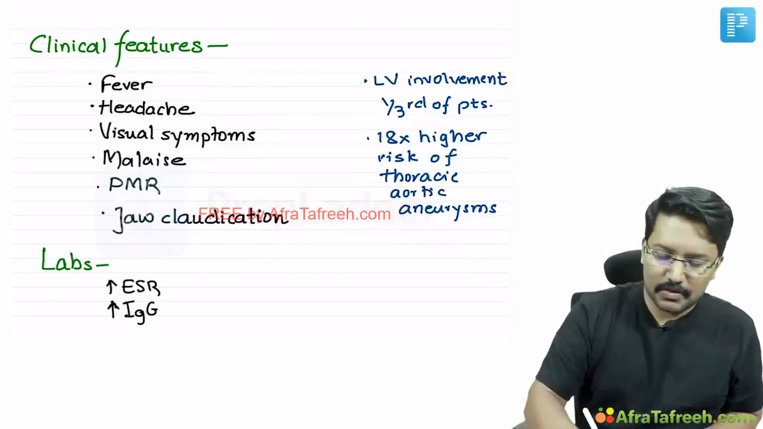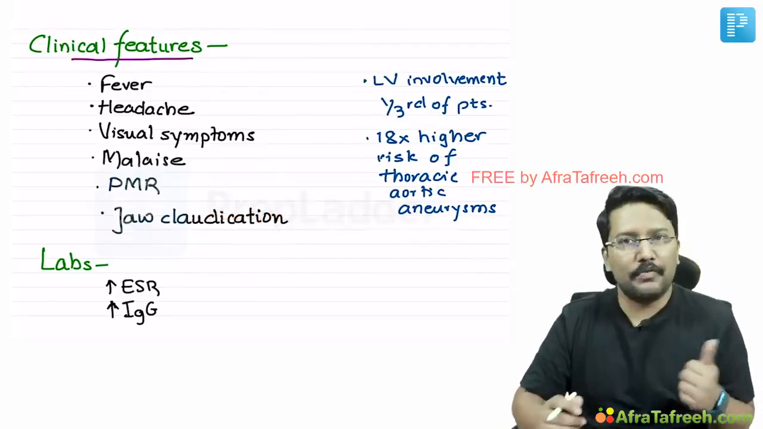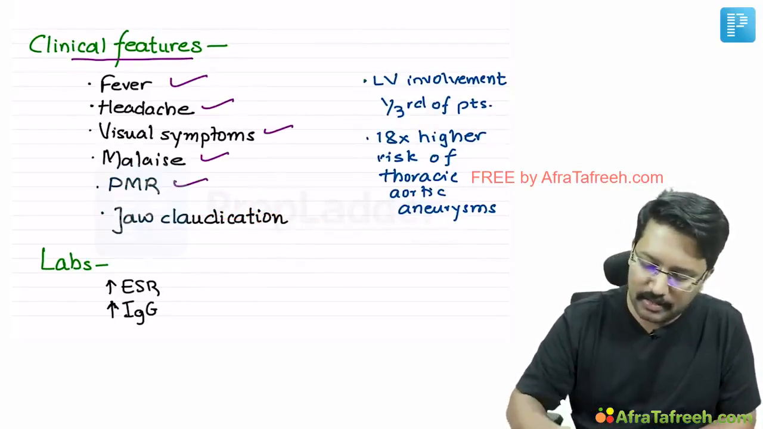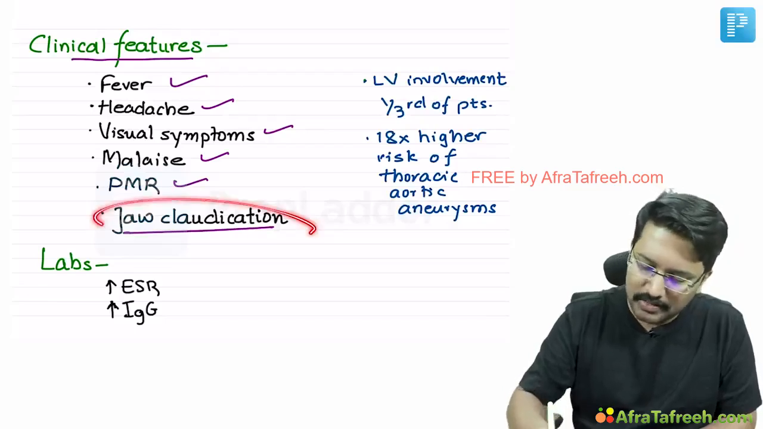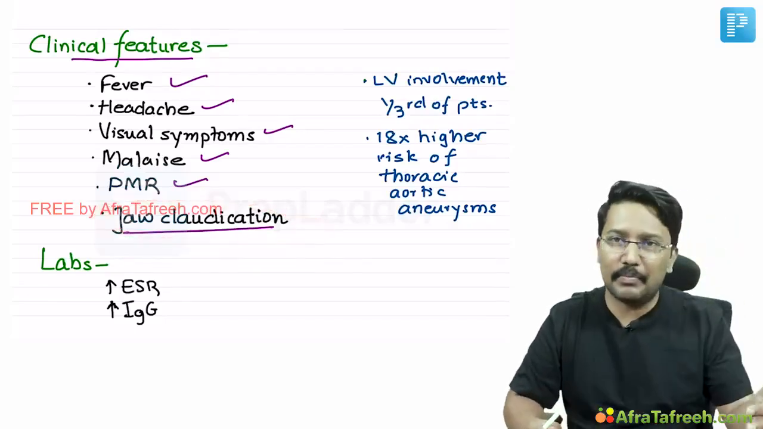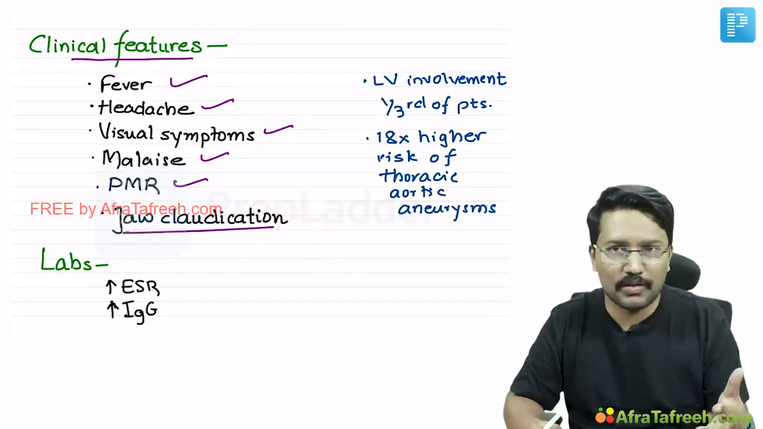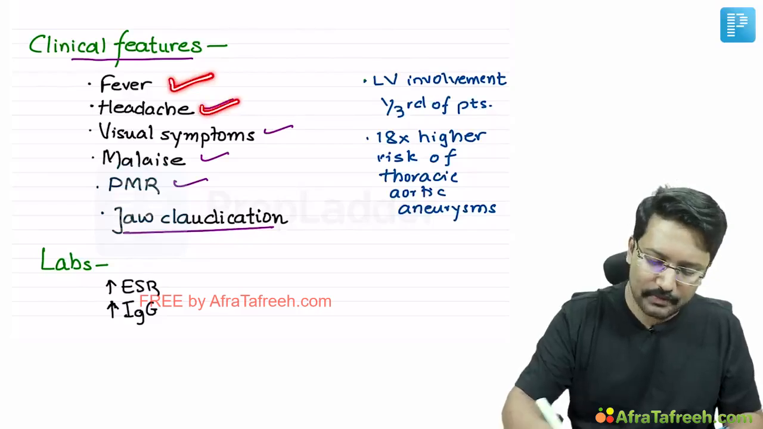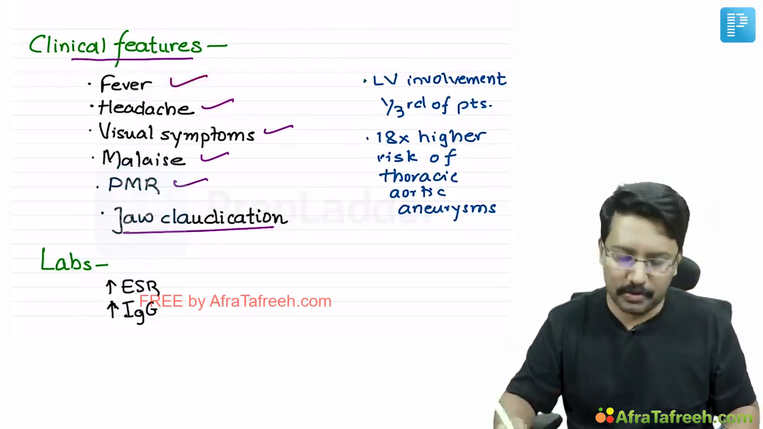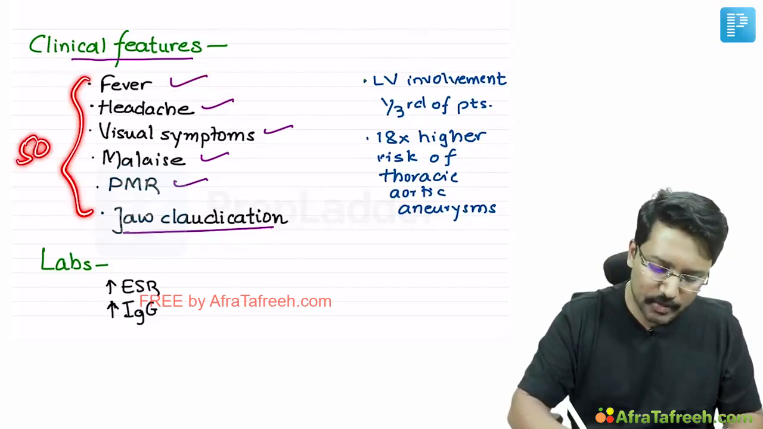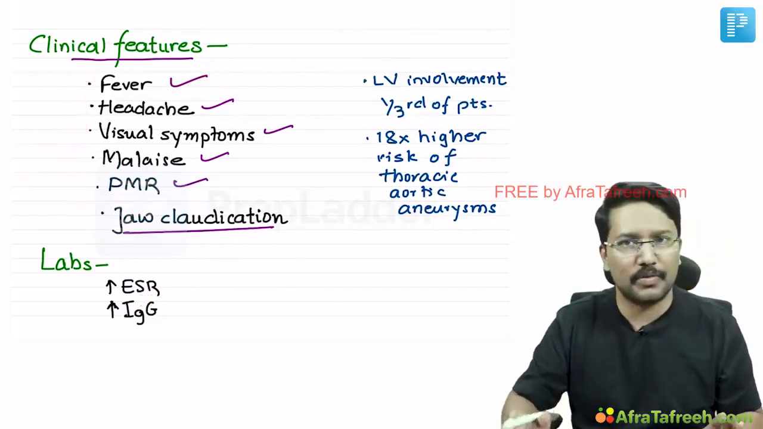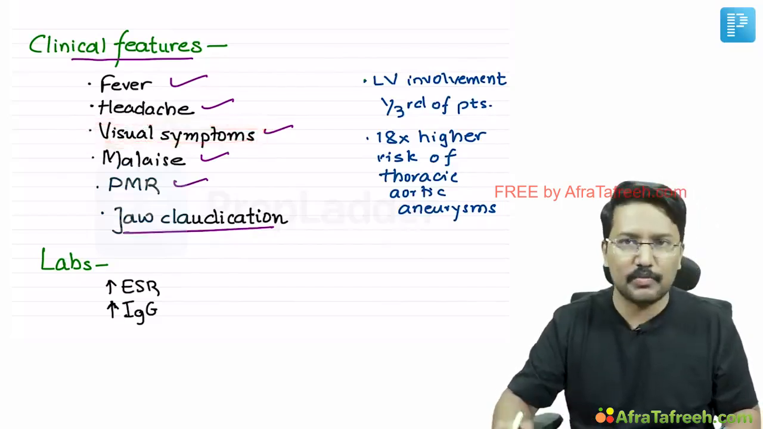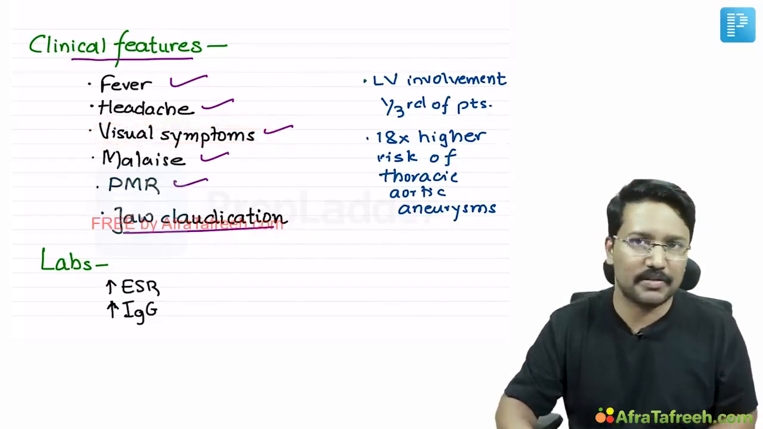Now coming to the clinical features, the majority of patients present with fever, headache, visual symptoms, malaise, polymyalgia rheumatica, and jaw claudication. Presence of jaw claudication is kind of characteristic. So an elderly female presenting with jaw claudication, one should be suspicious. Fever and other constitutional symptoms are also important pointers. So when someone 50 plus presents with a constellation of these symptoms, we should be suspicious. And visual symptoms are relatively specific among the manifestations we spoke about.